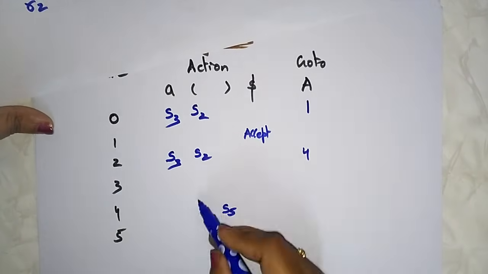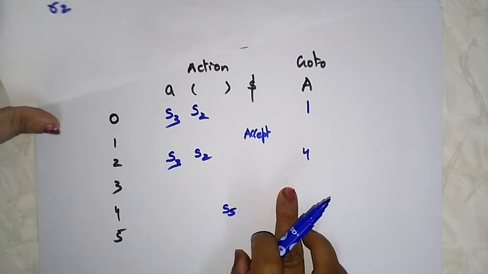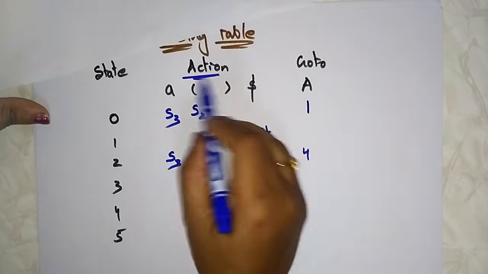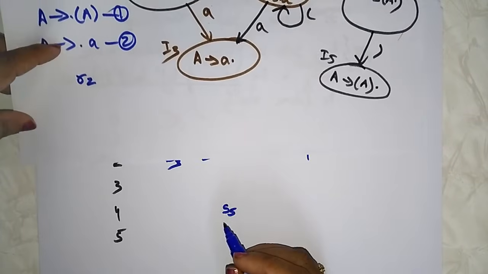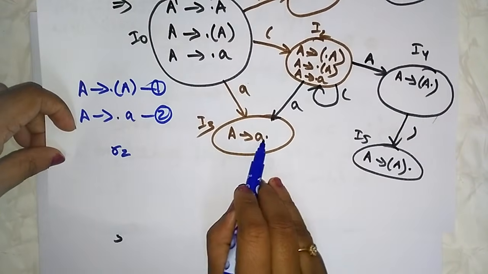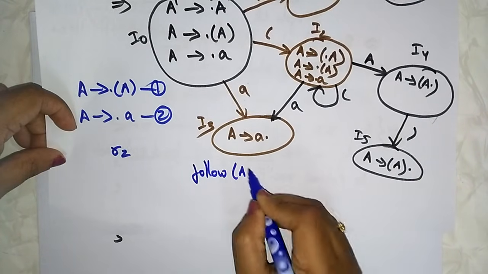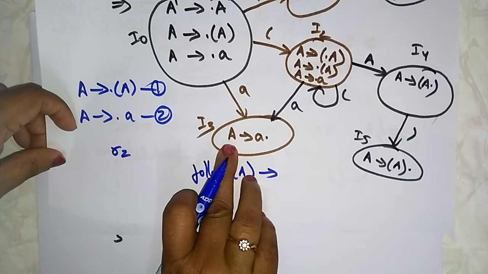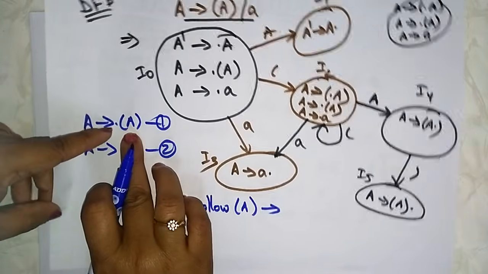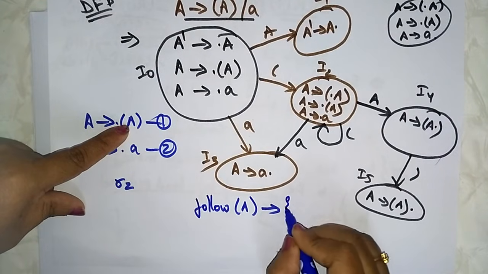On a terminal, left, right and dollar, on complete row you are writing an R3. But the difference here is in SLR you have to write only the follow of A. So here, A determines A dot means you have to take the follow of A. Only on the follow of A you need to write. So what is the follow of A? Check here. So follow of A is right parenthesis.